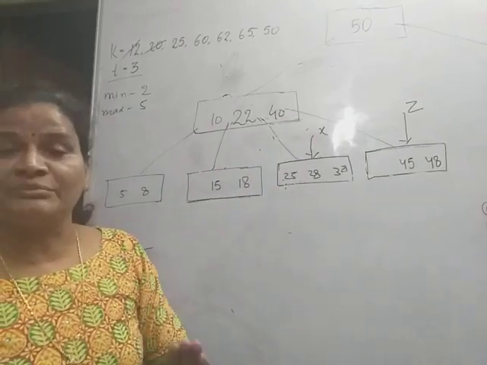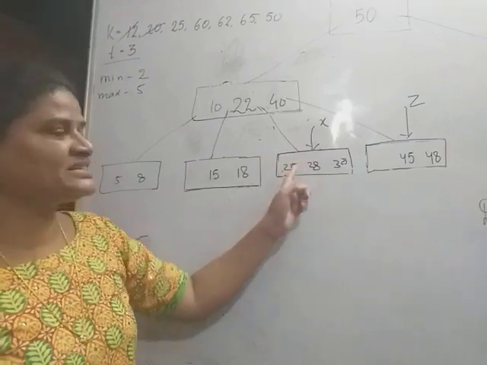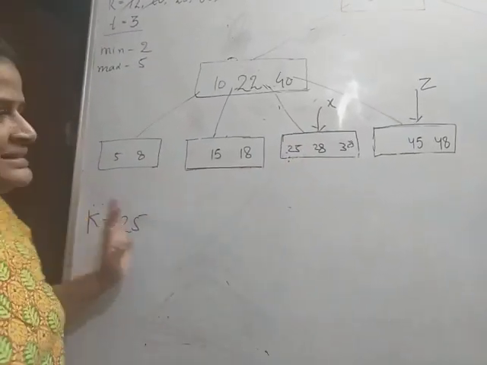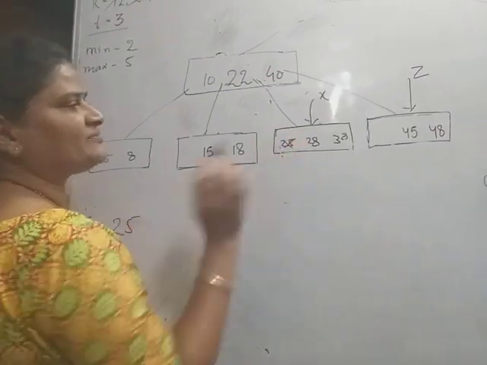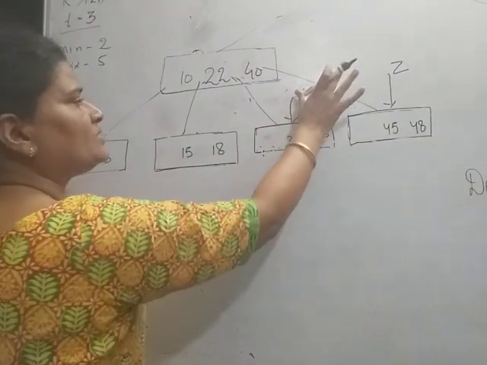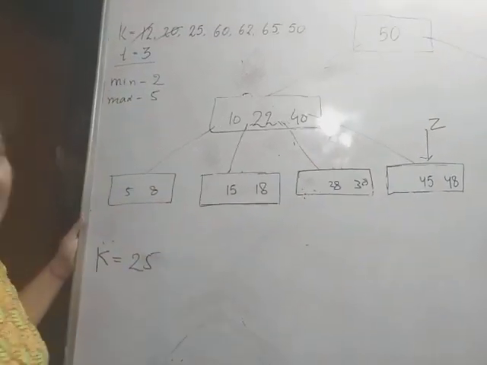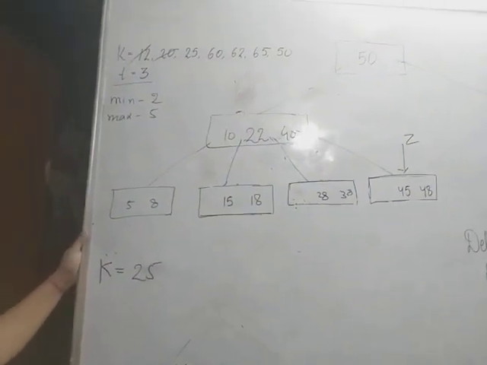Recursion always terminates at the first case: x is pointing to the node and this is a leaf node. So 25 is safely deleted. Now 25 is deleted and this is the resultant tree after deletion of 25.